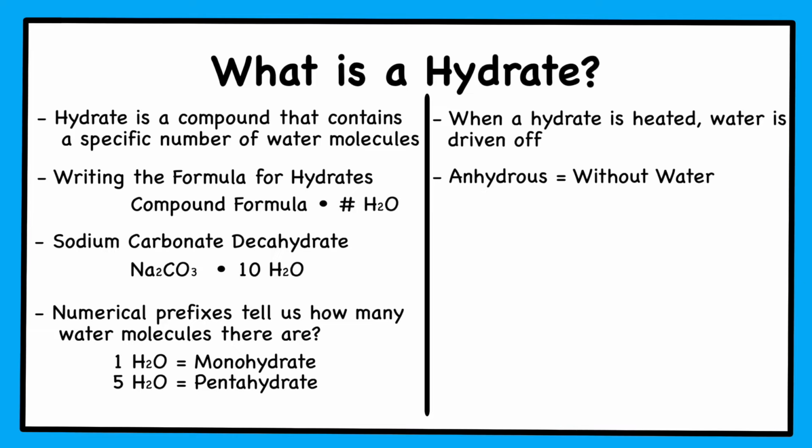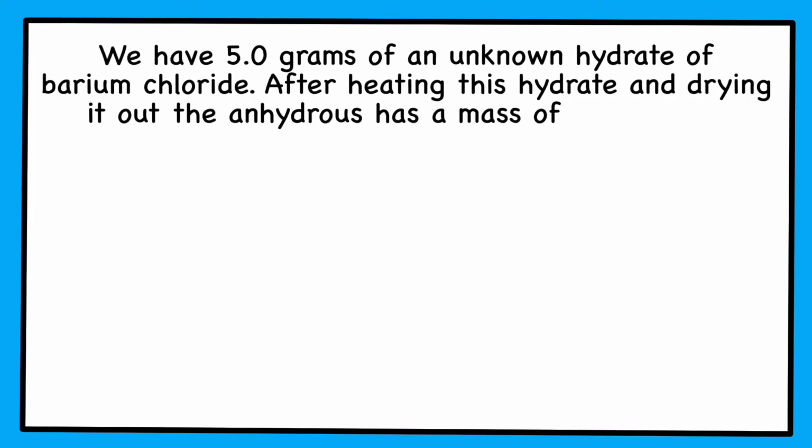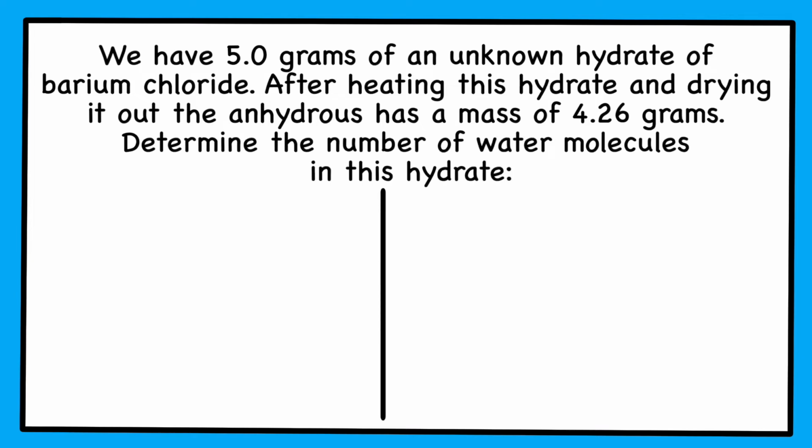You can calculate the empirical formula by finding the number of moles of water associated with 1 mole of an unknown hydrate. Let's say we have 5 grams of unknown hydrate of barium chloride. To find a specific type of hydrate, we are going to have to find how much water is driven off. Let's say after heating this hydrate and drying it out, the anhydrous barium chloride has a mass of 4.26 grams.